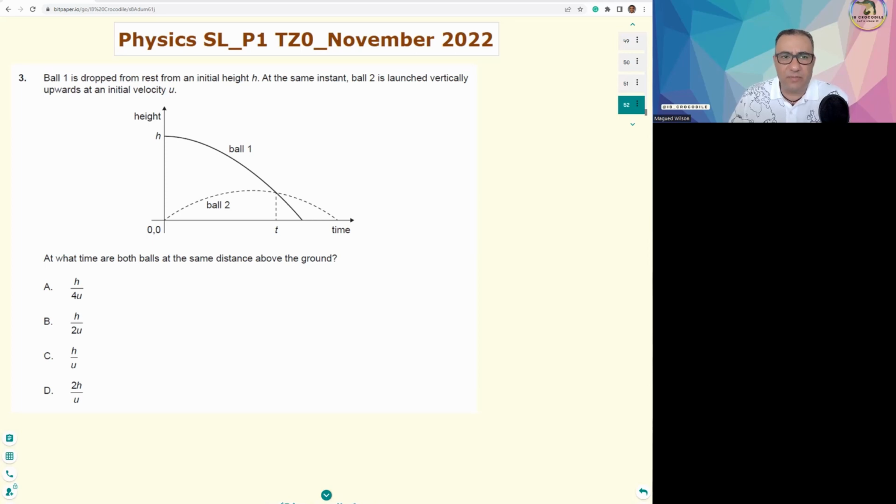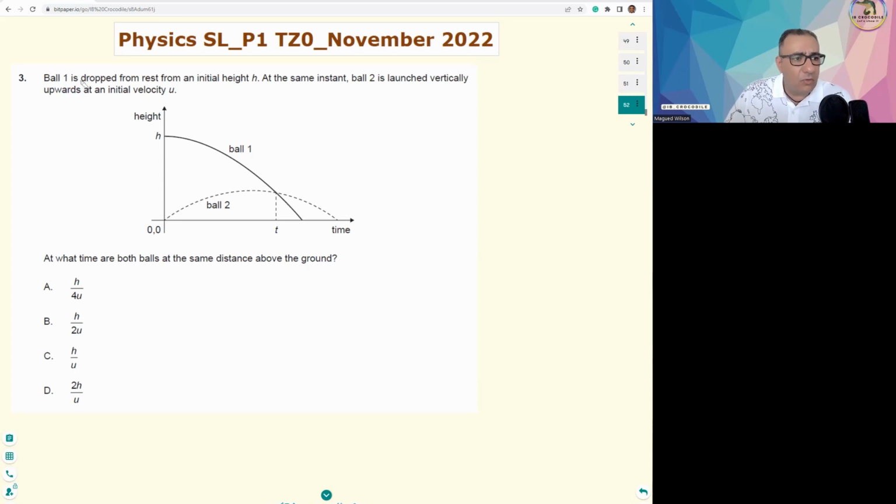Let's have a look at this question here. Physics Standard Level Paper 1 in November 2022, number 3. The same question appeared in the same session for higher level, where it was number 4 in paper 1. Here is number 3 in standard level. It is exactly the same question.